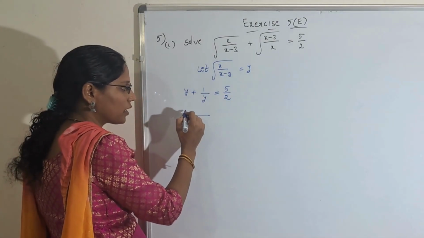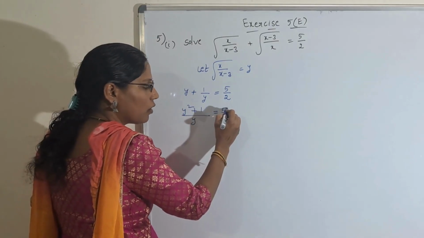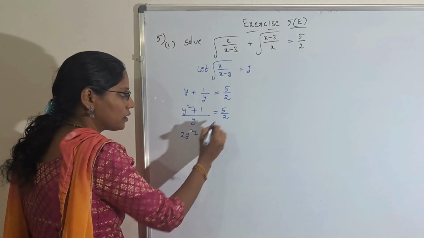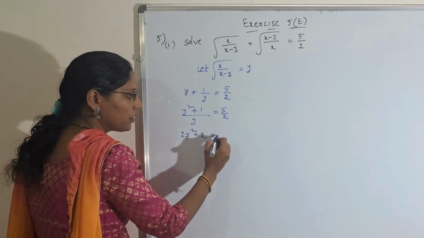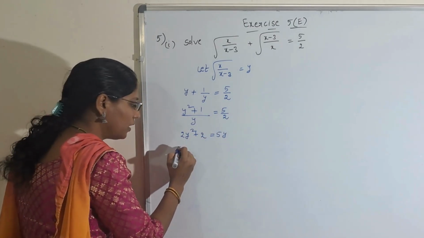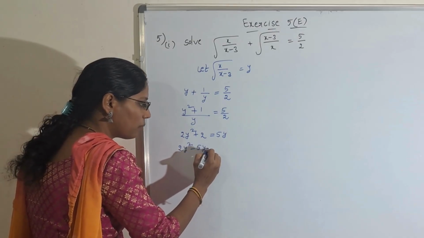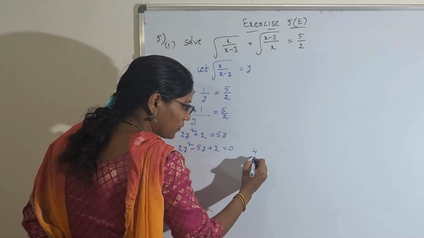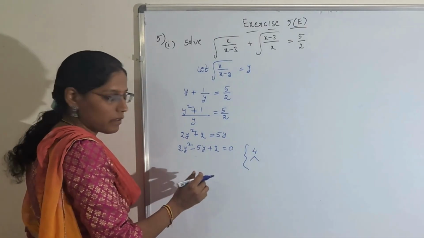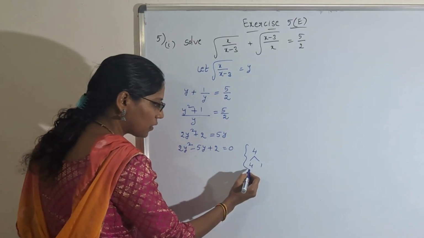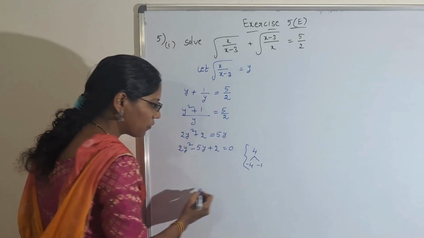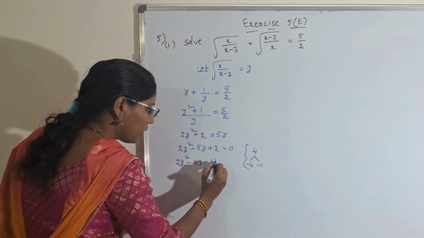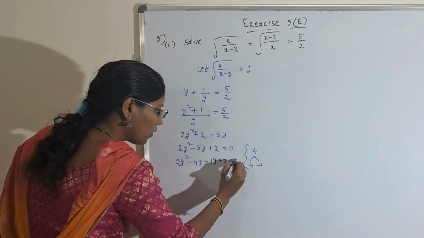LCM y, cross multiplication: y square plus 1 by y is equal to 5 by 2. Cross multiplication: 2 into y square, 2y square plus 2 into 1, 2, is equal to 5 into y, 5y. 5y we shift to the left side: 2y square minus 5y plus 2 equal to 0. Here product is 4, 2 into 2 is 4, sum is minus 5. What are the factors? 4 into 1 is 4, and minus 4 minus 1 is minus 5. So 2y square minus 4y minus 1y plus 2 equal to 0.